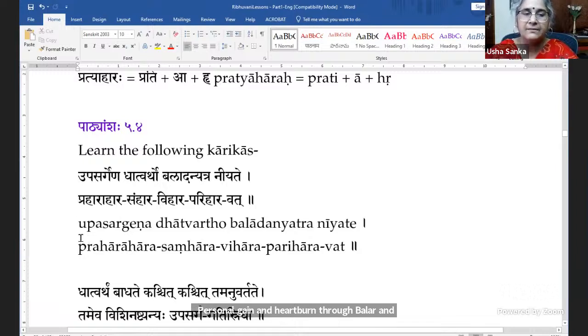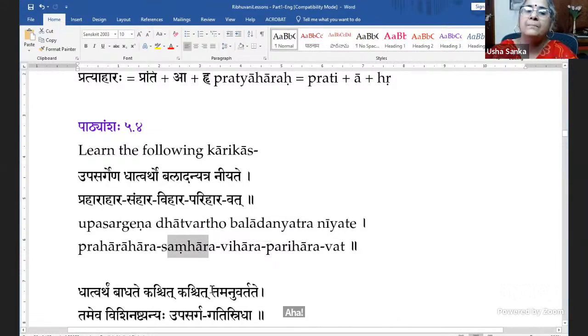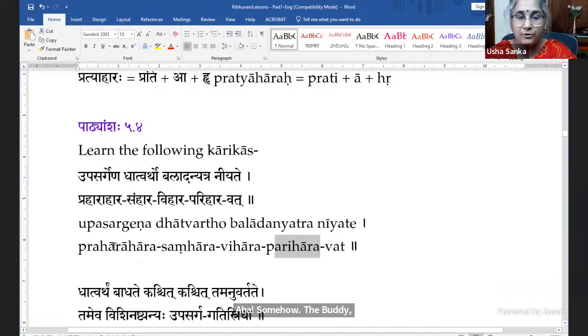So this can be divided into Prahara. Please write down the words. Prahara, Ahara, Samhara, Vihara, Parihara. Okay, these are the new words that are formed. And what do you find in common of these?